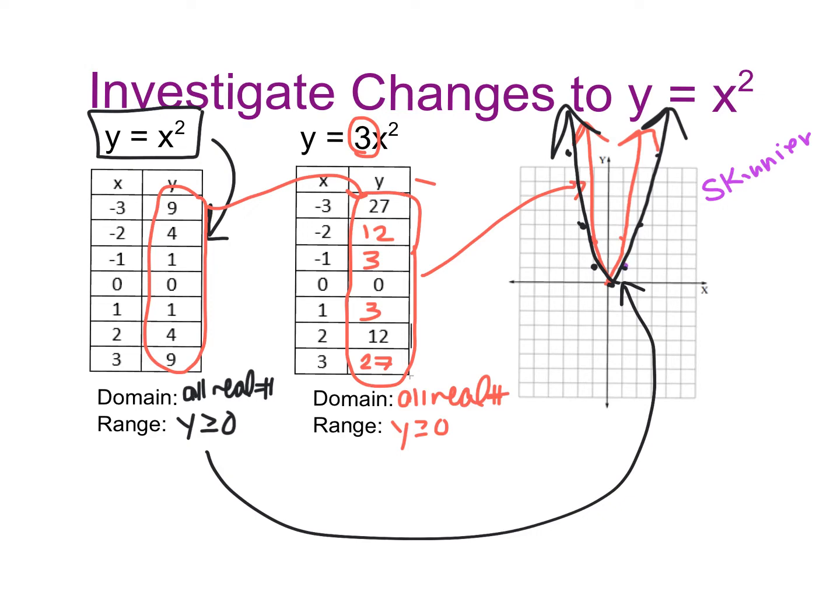So the black point was here, that parent graph point was here, and it got stretched up to be 3 times taller. So we can also see that our graph gets stretched. So as we changed A to 3, we were able to see the graph get skinnier, and we were also able to see that graph get stretched up.